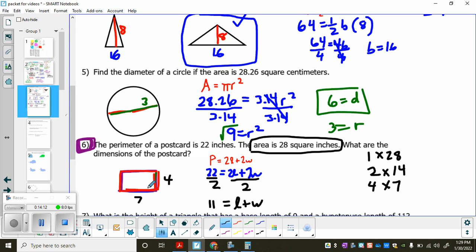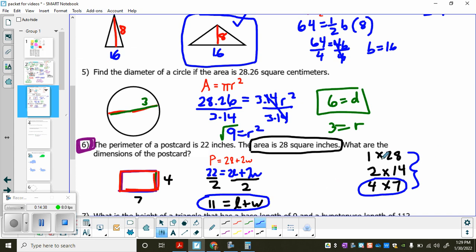And now look, I found a dimension. The 4 plus the 7 gives me the 11. So that's what I meant by number 6, that right now you just have to list out all the possible dimensions to give you the area, and then ask yourself, of these, which add up to give you the perimeter? And right here, this was the set that added up to give me the 11.